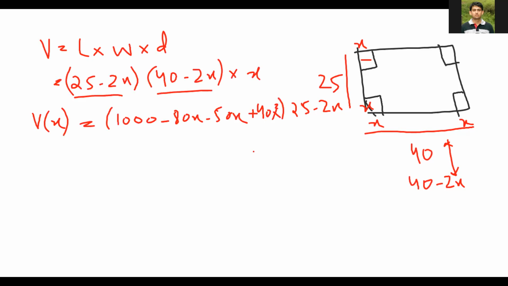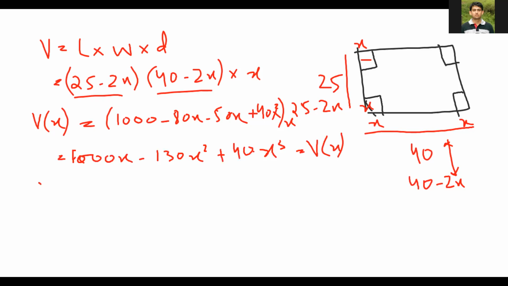And I'll multiply that with the x, right? So what I'll get is a volume function of 1000x minus 130x squared plus 40x cubed. This is going to be the volume of x function, right? So the problem now is that we need to find the interval which actually fits. What we are supposed to do now is calculate its first derivative.